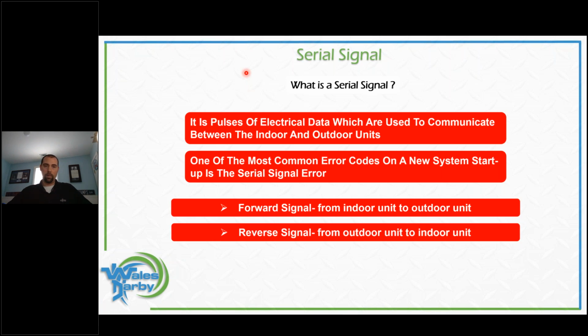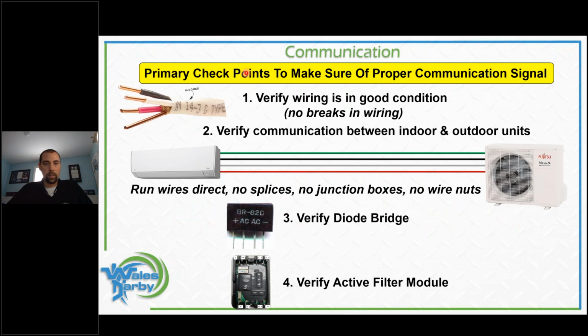So sometimes you get that error. Sometimes you might get a forward signal error or a reverse. A lot of times it's just a serial communication error. So then we have to figure out which way it is coming from. And that's where we start here.